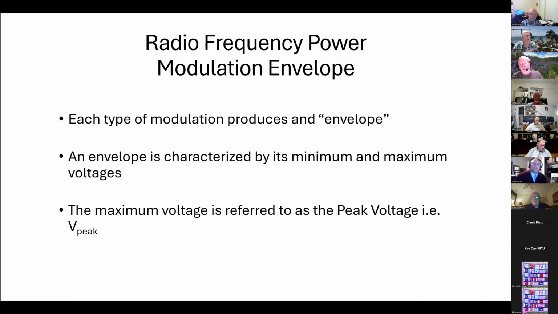Each type of modulation produces an envelope, and that envelope is characterized by several things, but one thing it's characterized by is its minimum and maximum voltages. And the maximum voltage of that envelope, I'm going to refer to as V peak.